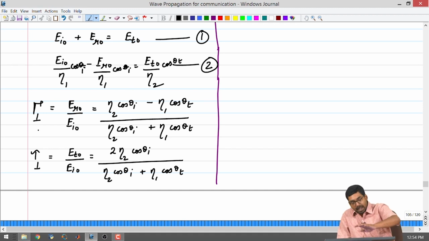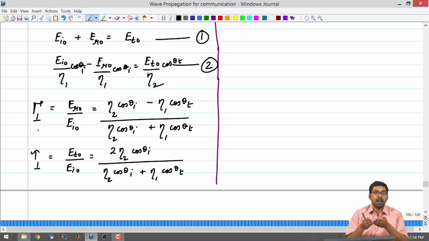Then we will try to draw inferences from what can happen when a plane wave strikes the interface, assuming that the E field or the H field do not flip, only one of them flips and the other one remains constant. Then we will try to make some inferences from them.